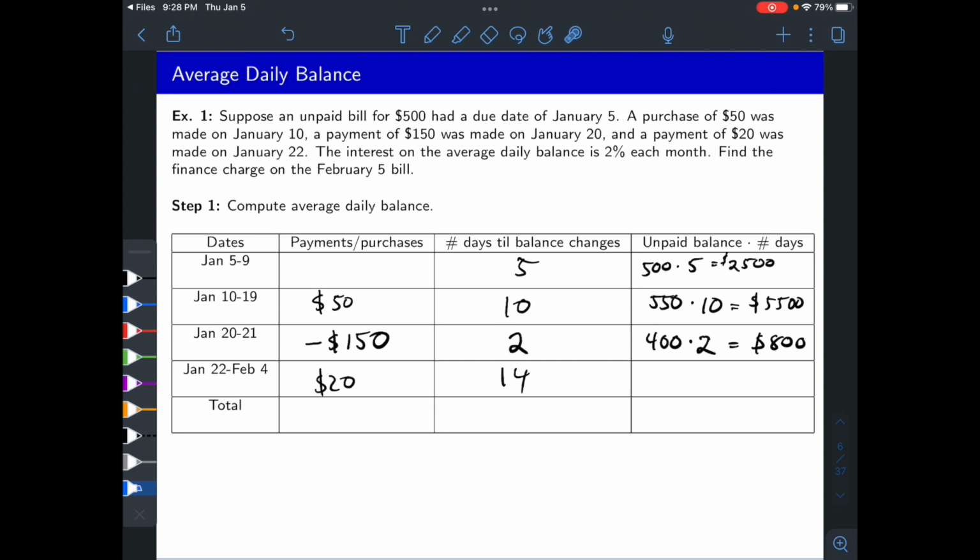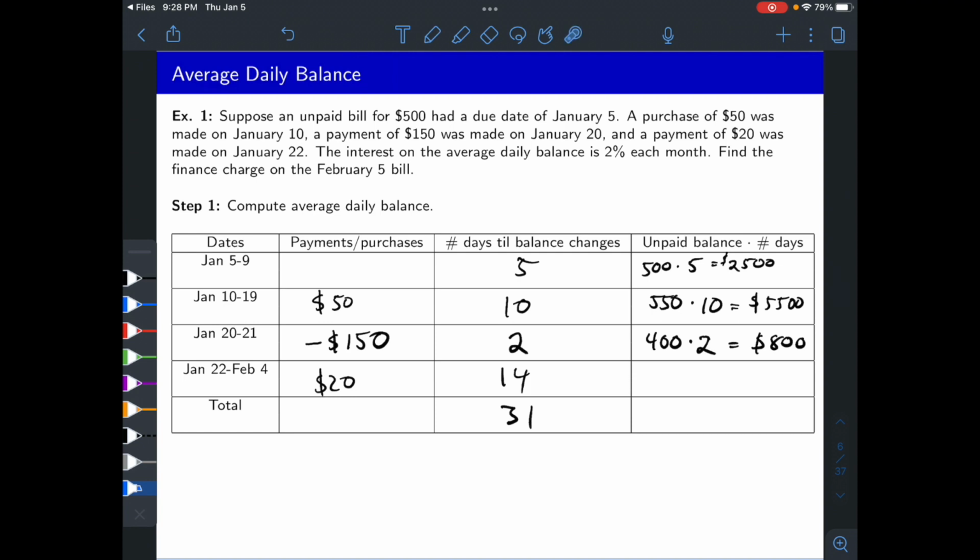Let's double check that this adds up to the correct number. So let's see. 5 plus 10 is 15, 17, and then 17 plus 14 is 31. And so that's good. That tells us there should be 31 days. If this column did not add up to 31, then I would know that I did something wrong because January has 31 days in it. So January 5th to February 5th, that time frame will be a 31-day time period.